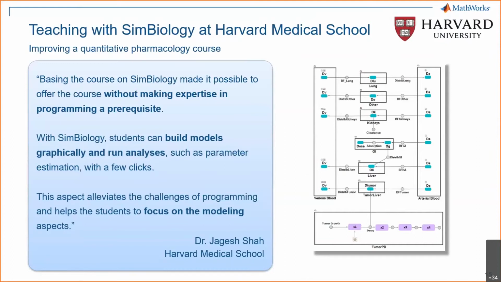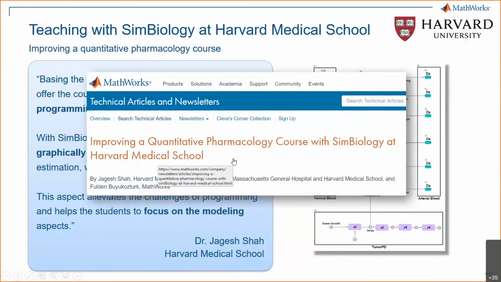So here the students don't need to have any programming language, and they don't need to take care of how to declare a variable and to write the equations, but they can really focus on the model building, on choosing the kinetics, and then on running the simulations and trying to interpret the results. So here they can really focus on the modeling, and this is what Jagesh from Harvard Medical School liked, and this is why he's using also Symbology for quantitative pharmacology course. So there is a technical article also on the MathWorks website about this. If you look for quantitative pharmacology, Harvard, even if you type that on Google or any search engine, you would find it. But it's also linked here on that slide.